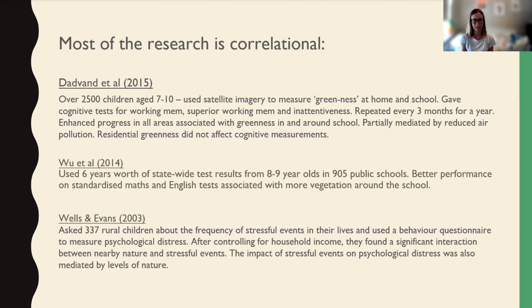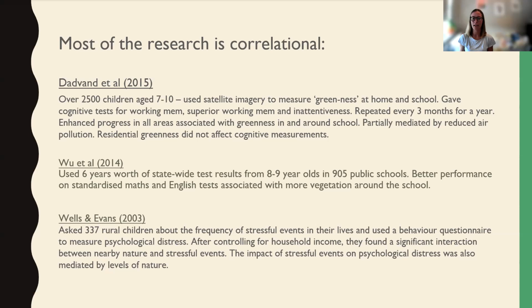As I mentioned, there are others like this one below, where they look at standardized test results. Again, better performance associated with more vegetation around the school. Some of those studies actually have found it's particularly tree canopy that seems to have an effect more than other types of greenery, which is quite interesting. And I don't think anyone's quite unpicked why that is, but that's a finding that's been found across a few studies. And then this one at the bottom looked at rural children and their responses to stress.